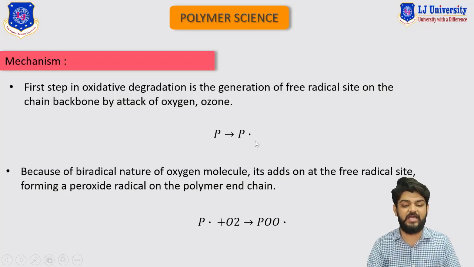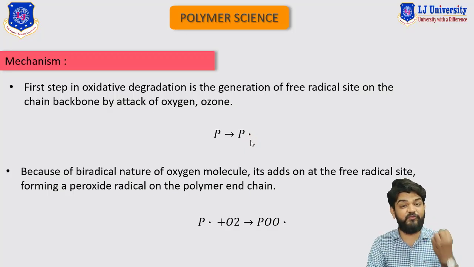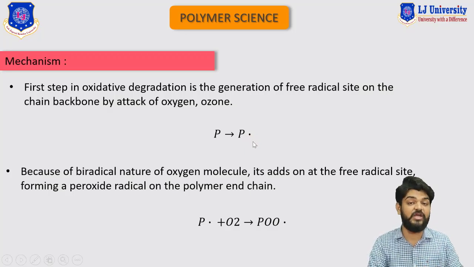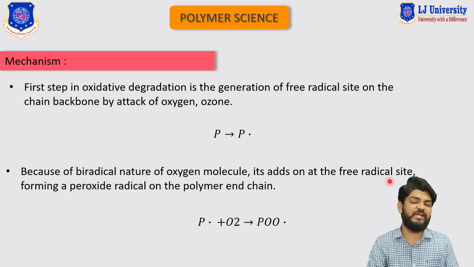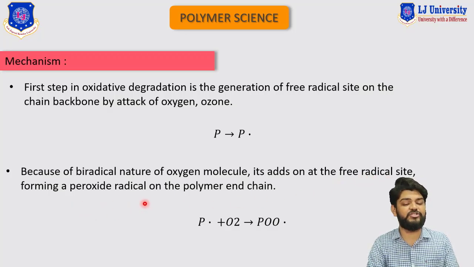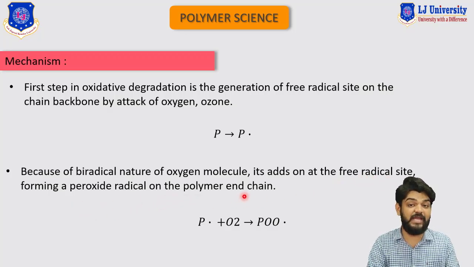As you can see here, this P dot represents the free radical site that is generated due to oxidative degradation. This is the first step in the oxidative degradation process. Now, because of the biradical nature of the oxygen molecule, it adds at the free radical site and forms a peroxide radical on the polymer chain end.